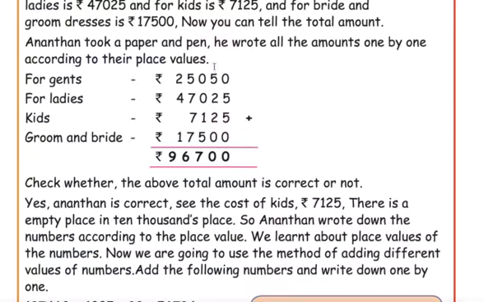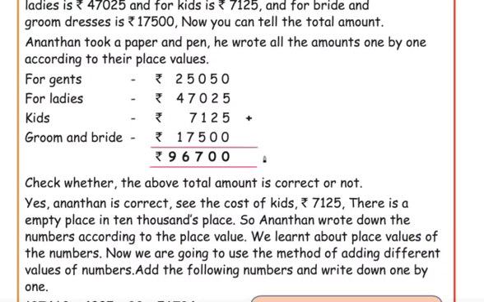5 plus 2 is 7. 7 plus 2 is 9. 10. 1 is there, right? So 10. 1 is again there. 7. 7 threes are 21 plus 1 is 22. 6. 2 is there. 2 and 2 are 4, 4 and 4 are 8, 9. This is correct only. Now we have checked it, right?